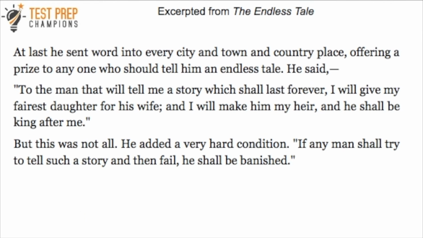At last he sent word into every city and town and country place, offering a prize to anyone who should tell him an endless tale. He said, "To the man that will tell me a story which shall last forever, I will give my fairest daughter for his wife, and I will make him my heir, and he shall be king after me." But this was not all. He added a very hard condition. If any man shall try to tell such a story and then fail, he shall be banished.